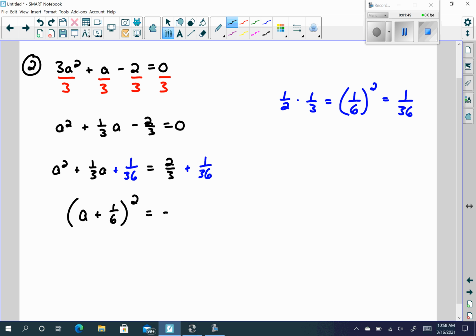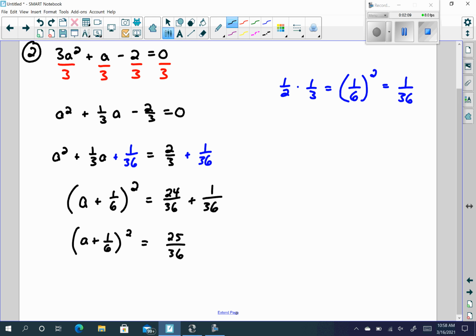So again, 3 goes into 36. So my LCD is 36. The 1's going to stay the same. But 3 got multiplied by 12, so does 2, so we get a 24. So now I have the quantity of a plus 1/6 squared. I can add these two fractions together. We get 25 over 36.